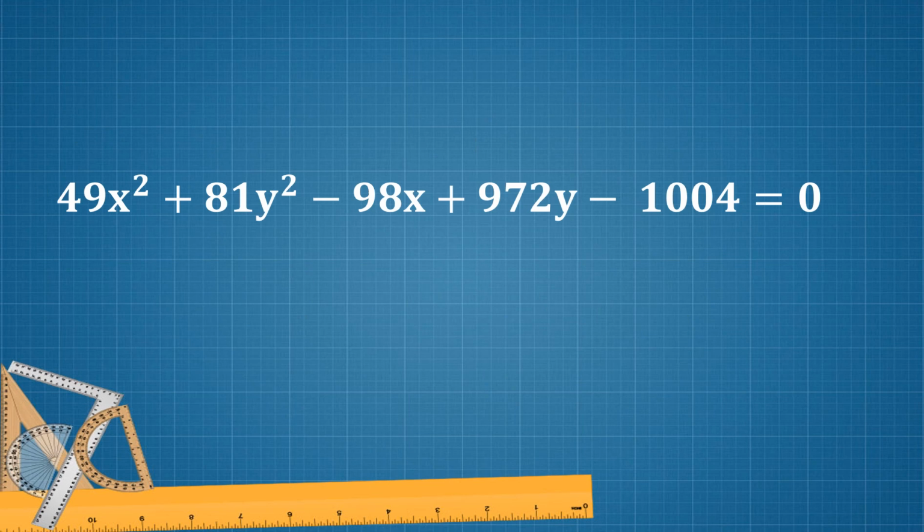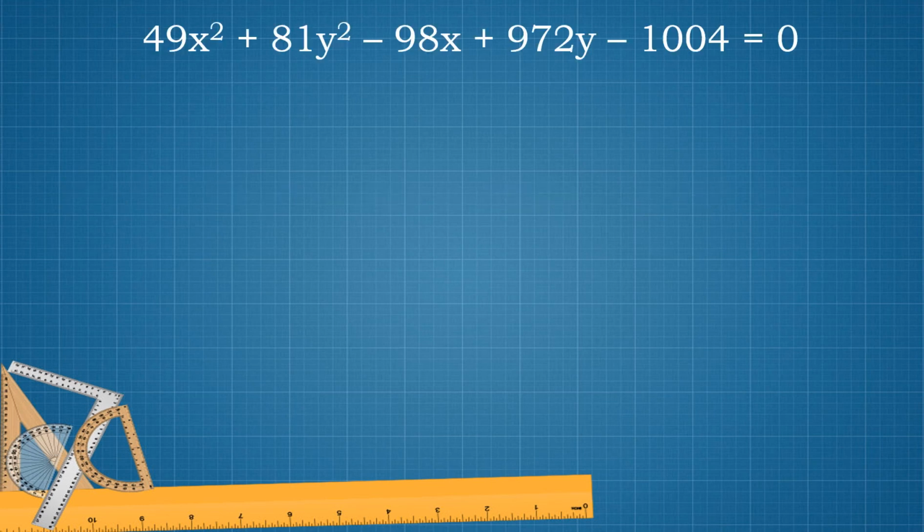Let's now have the next example. The next example is 49x squared plus 81y squared minus 98x plus 972y minus 1004 equals 0. Again, since that is in general form, we need to transform that in standard form. So again, we're going to transpose the constant term on the other side, and we're going to combine like terms.